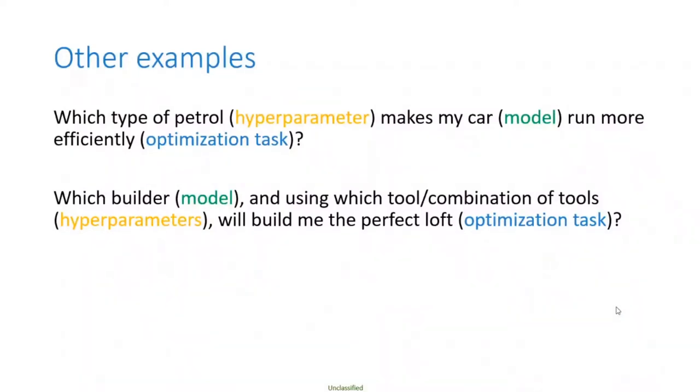Or you can see it as a builder's problem. You have different builders with different skills and they use different tools. In this case, the skills and the tools, or the combination of skills and tools, are the hyperparameters. And they will perform differently in terms of building the perfect loft. So in a way, you're trying to find the builder that has the perfect combination of skills and tools to build you the perfect loft.